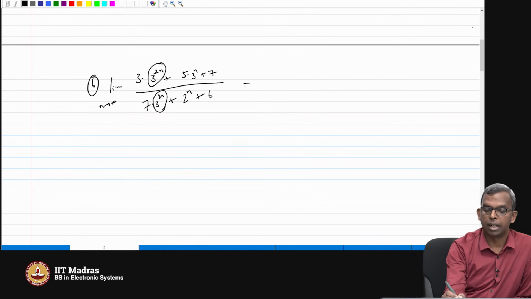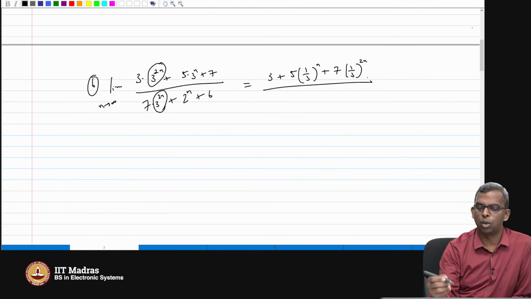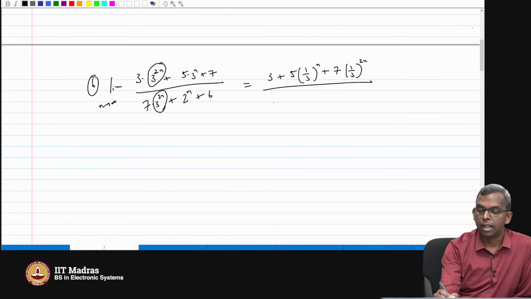You divide by that guy, you're going to get 3 plus 5. What is 3 power n by 3 power 2n? It's 1 by 3 by 3 squared, so 1 by 3 raised to the power n plus 7 into 1 by 3 raised to the power 2n. Okay, so this is just some exponentials and how those things behave. And then maybe if you don't like the 2n here, you can make it 1 by 9 raised to the power n. Okay, so hopefully you see that, right?